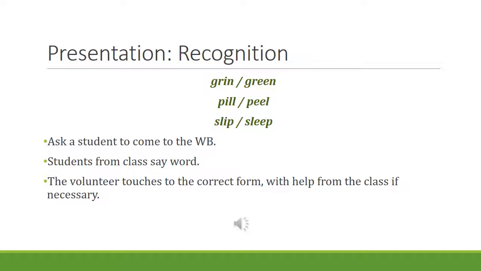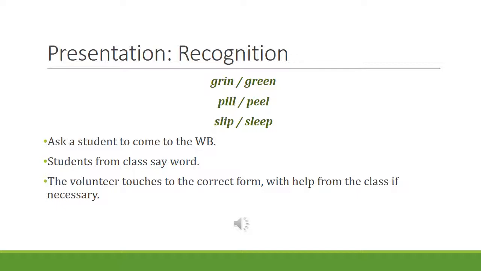After warming up, it's time to practice recognition of the written forms. On the whiteboard, write grin, green, pill, peel, slip, sleep, still working with minimal pairs. This will require volunteers from the class. Have a volunteer student come up to the whiteboard and then call on volunteers from the class to say one of the words randomly. And the student at the whiteboard has to touch the correct form that they hear, with help from the class if they need it.